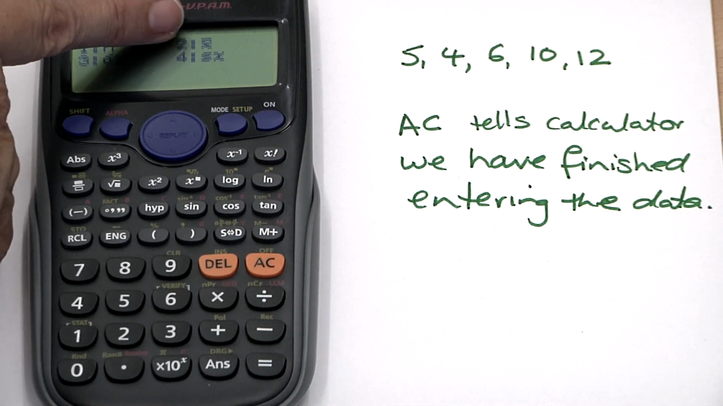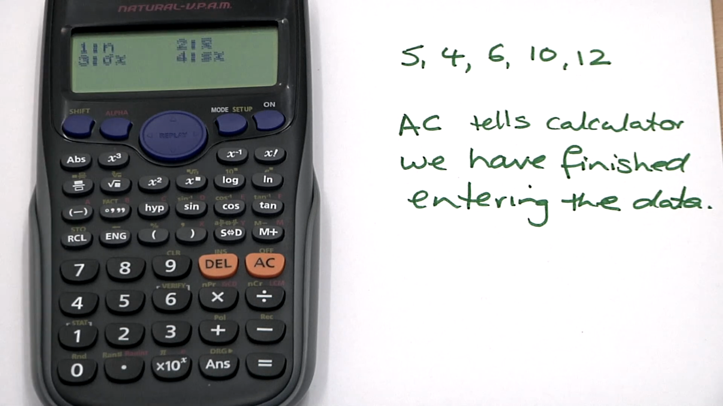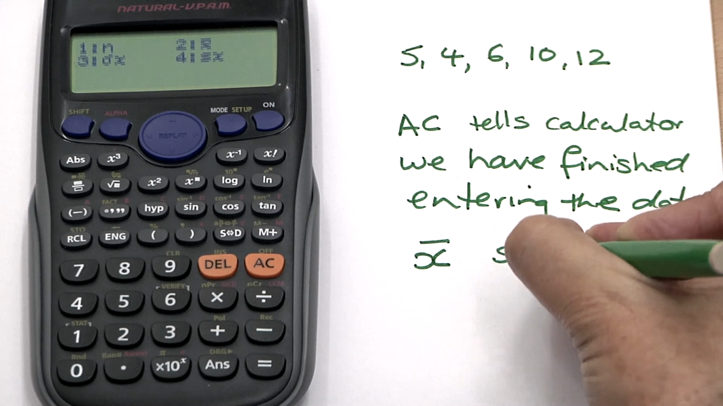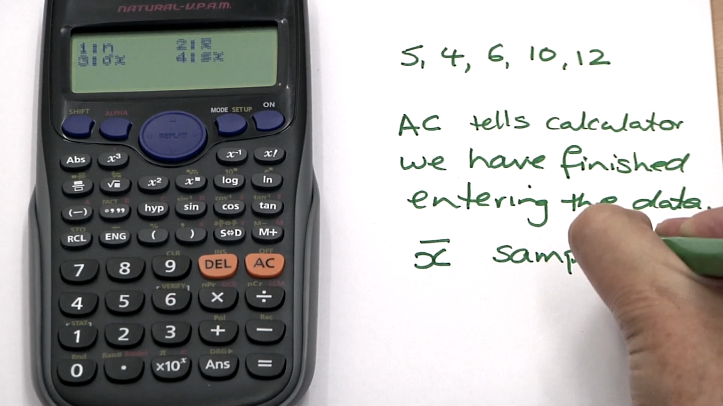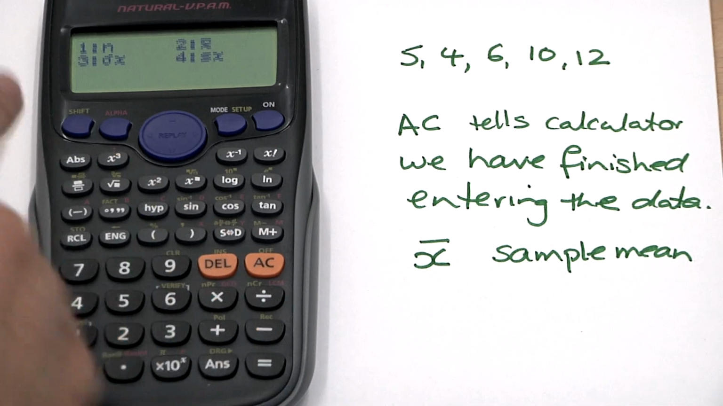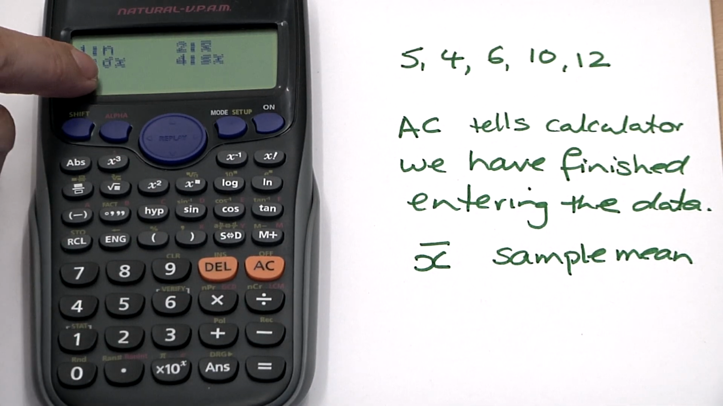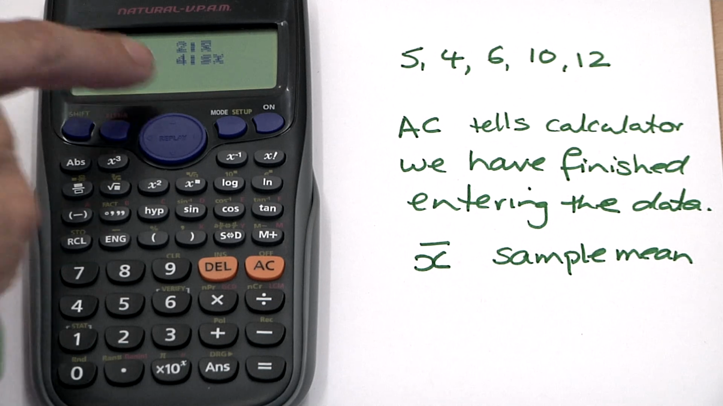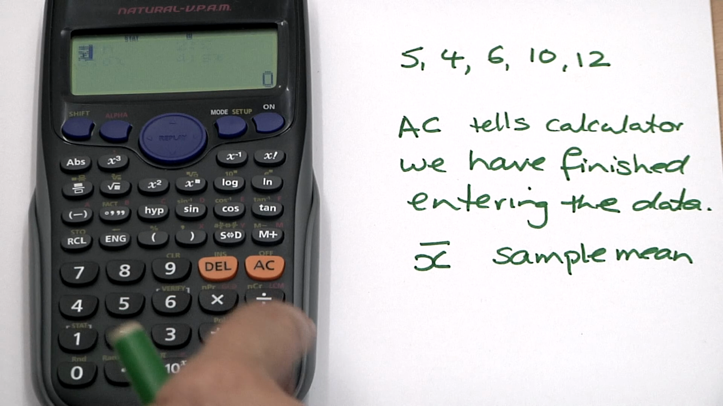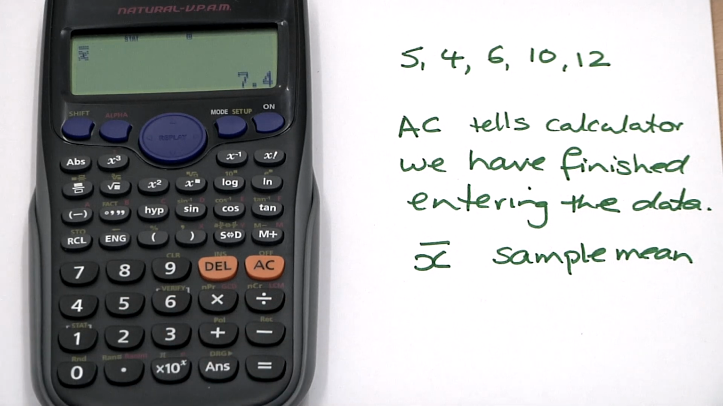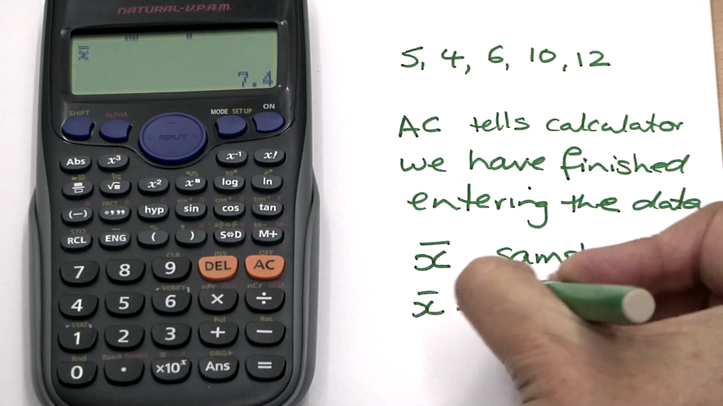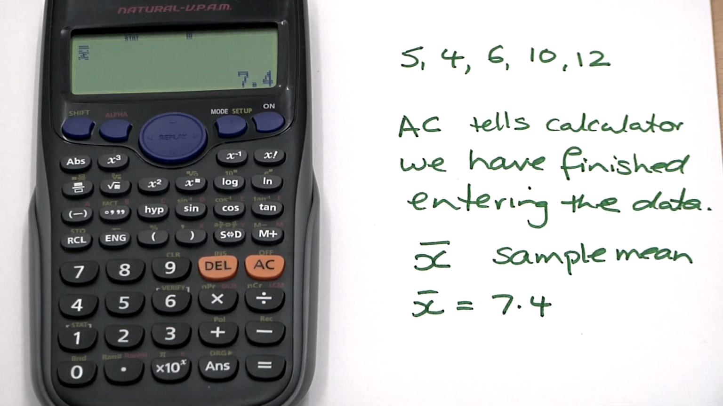We can press number 2, that will give us X bar. X bar indicates sample mean. We're assuming that this is a sample. We can have number 3, that is the population standard deviation, sigma x. Sx is the sample standard deviation. So let's press number 2, and we'll see the mean is 7.4. Write that down. X bar is equal to 7.4.